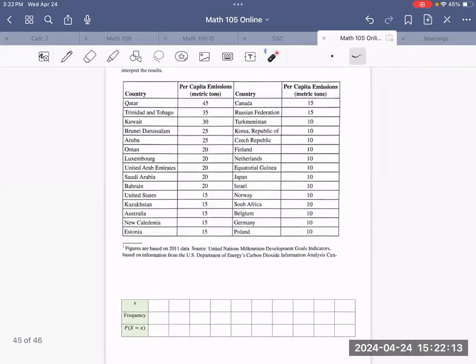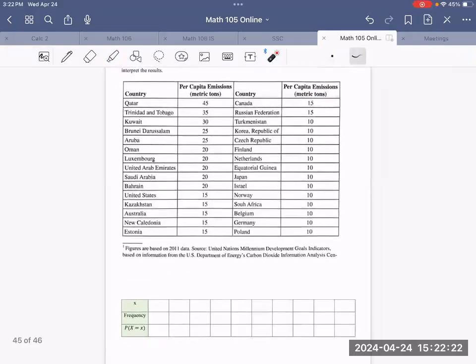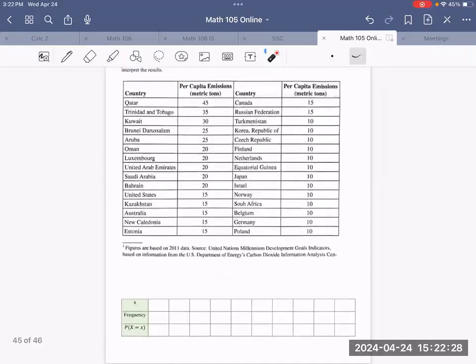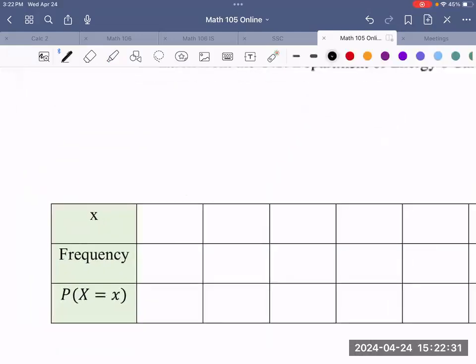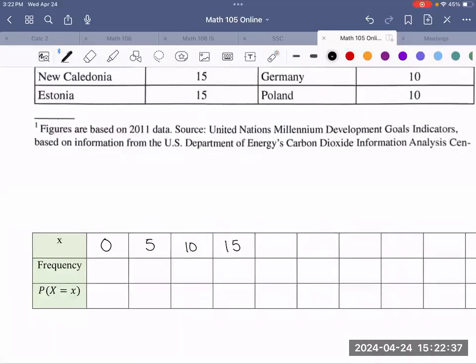So we are going to be asked to create a probability distribution and then answer the following questions. This is a great place to pause the video in case you are trying to get started. For your X values, because we're going up by 5 metric tons, we're going to be starting at 0, then 5, then 10, then 15. And if there are any values that don't fit in that mix, we're just going to be entering in a 0. So 20, 25.